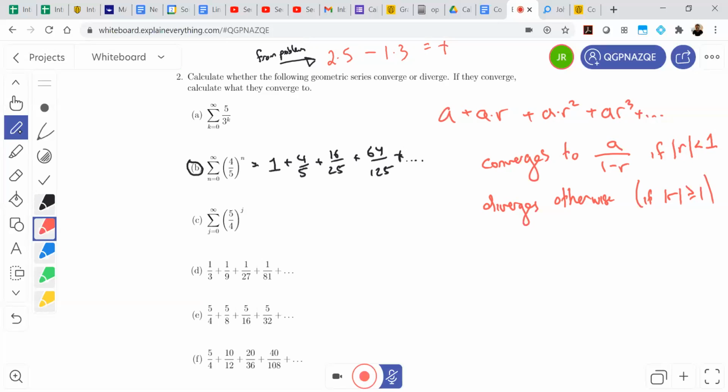But we can notice, first of all, that the initial term is just 1. That's going to be our a value. That's going to be 1. That's our a value. And as we go from one term to the next, we're multiplying by 4/5, and that's going to be our r value.